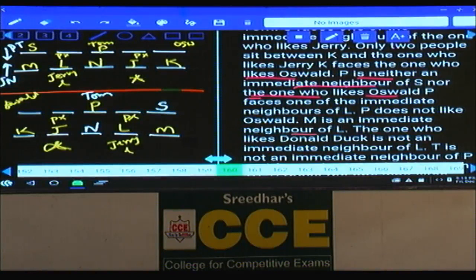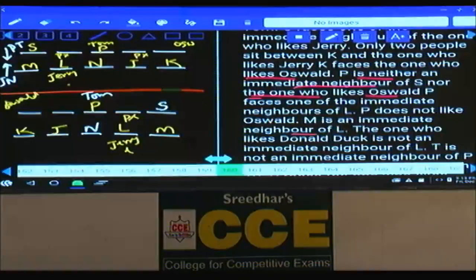The one who likes Donald Duck is not an immediate neighbor of L. Tell me where should this Donald Duck be? Donald Duck is not an immediate neighbor of L.